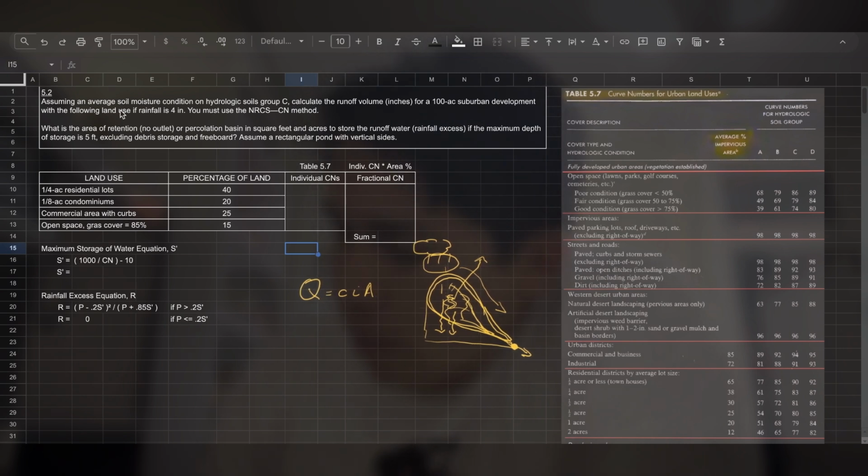So what I'm trying to say is that when we use the rational method, which is Q equals CIA, we have the intensity, which is the precipitation over a specific time period, right? So we have 6 inches of precipitation over 1 hour. That will be our precipitation, and then we multiply that by the area of the watershed, right? So this will give us the amount of water in volume that will be in the watershed.